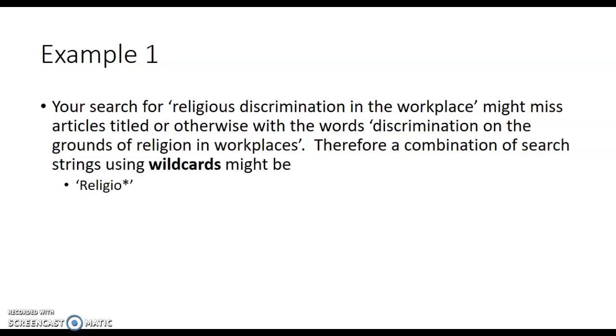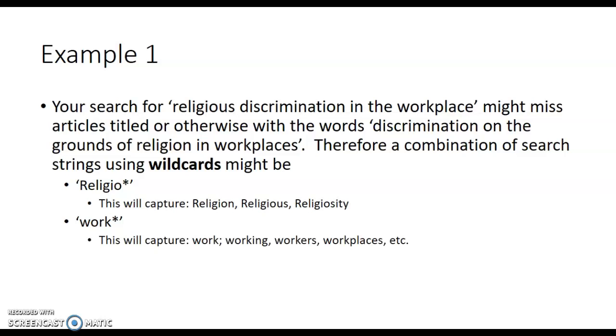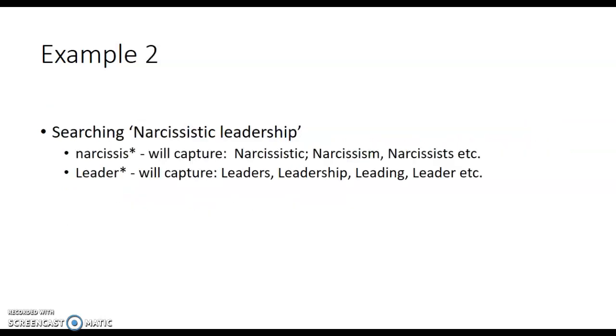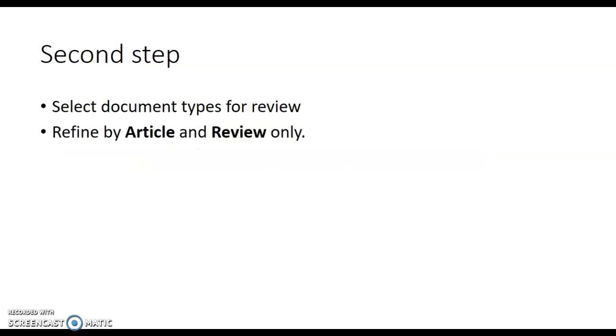I've got a few examples in the slides that are also provided there. Say, for example, you were doing one on religious discrimination in the workplace, you might miss out on discrimination on the grounds of religion in the workplace. So the wildcards that you could possibly use are religio with a wildcard, which will capture religion, religiosity, etc. Work with a wildcard will capture work, working, workers, workplaces. Likewise, with narcissistic leadership, the examples given there, narcissist with a wildcard will capture more. Same with leader. And then you select the document types.